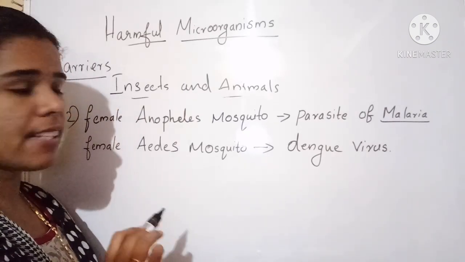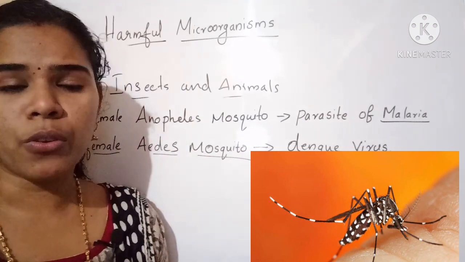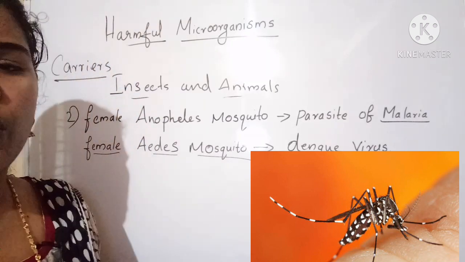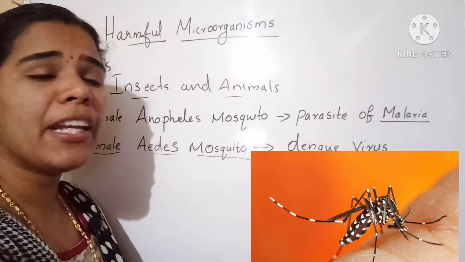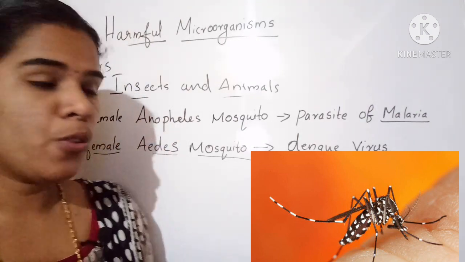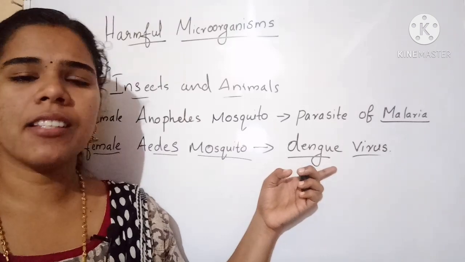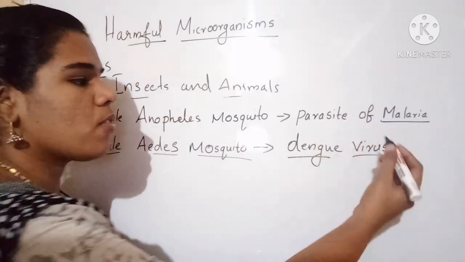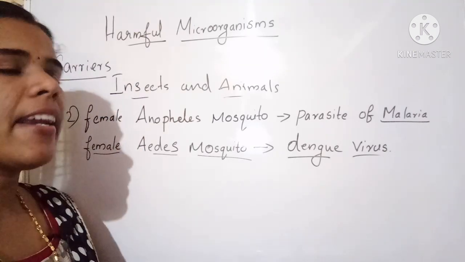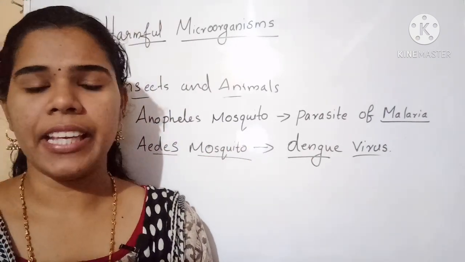Okay, and another example, the female Aedes mosquito. Aedes mosquito, you know, it's a common example. It acts as a carrier of dengue fever. Okay, you know dengue or dengue virus. Dengue is a disease which is caused by a virus. It's a viral disease. Okay, so the female Aedes mosquito acts as a carrier of the dengue virus.